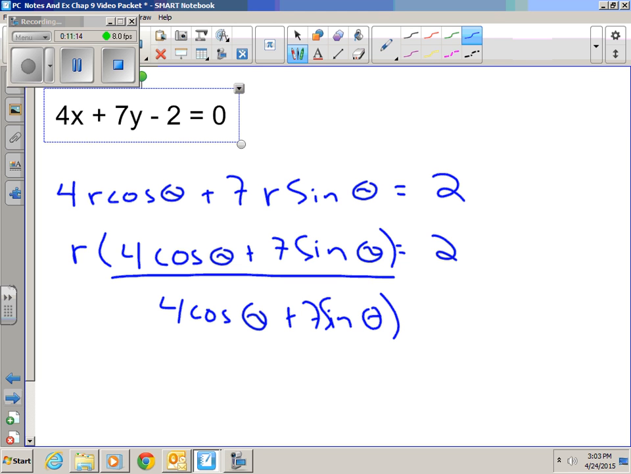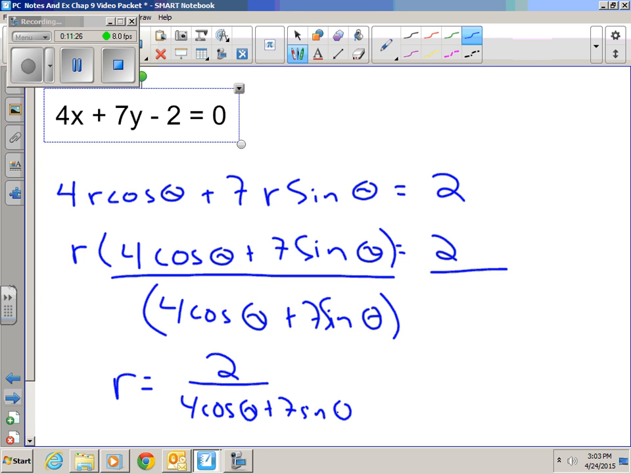Okay, and I'm not going to write it out here on this side, but divide that side. So basically, when I'm done here, r is equal to 2 divided by 4 cos theta plus 7 sine theta. And if you graph that on the graphing calculator in your polar coordinate system, you will get a line. And this, of course, we know is a linear equation.